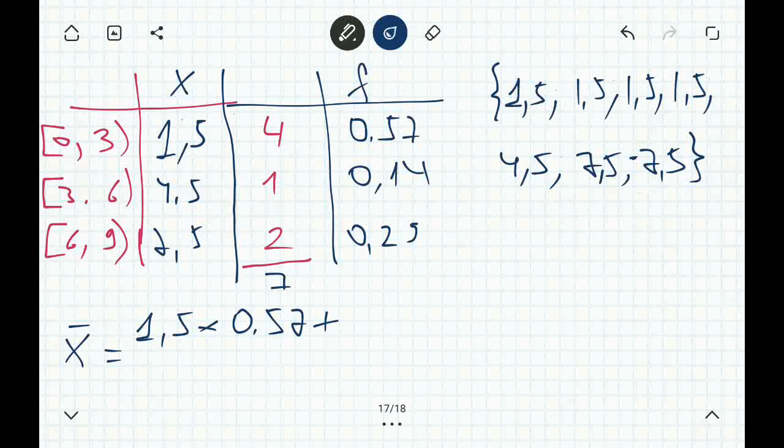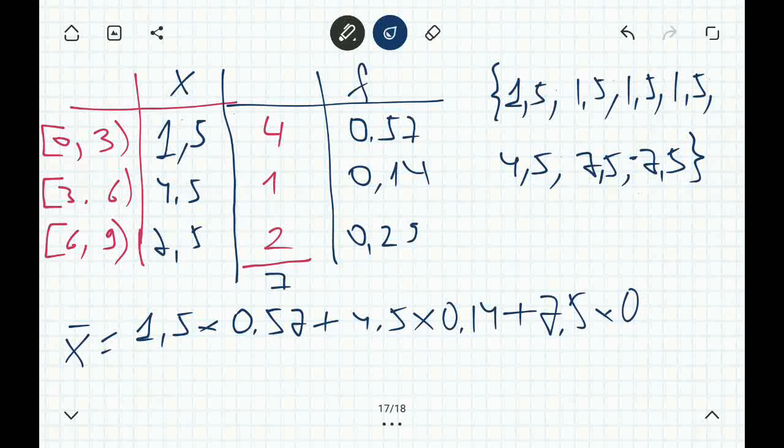Oh, in fact, I didn't even need to shift them up because I won't be dividing by anything, but okay, so we already did that. So 4.5 times 0.14, and then 7.5 times 0.29. What will that give us? So let me calculate. 1.5 times 0.57, and then 4.5 times 0.14, and 7.5 times 0.29. It's 3.66.